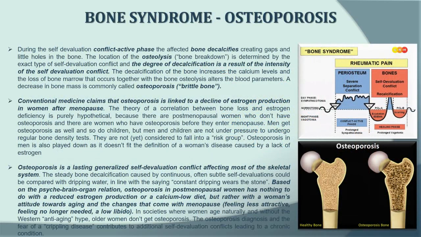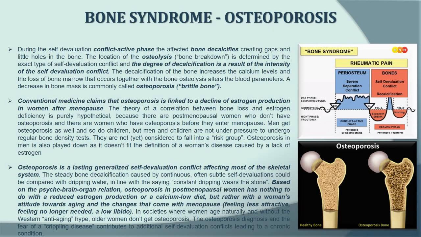What about a bone syndrome known as osteoporosis? During the self-devaluation conflict active phase, the affected bone decalcifies, creating gaps and little holes in the bones, as you can see also in the lower picture on the right. And the location of the osteolysis, which is a bone breakdown, is determined by the exact type of self-devaluation conflict, and the degree of decalcification is a result of the intensity of the self-devaluation conflict.